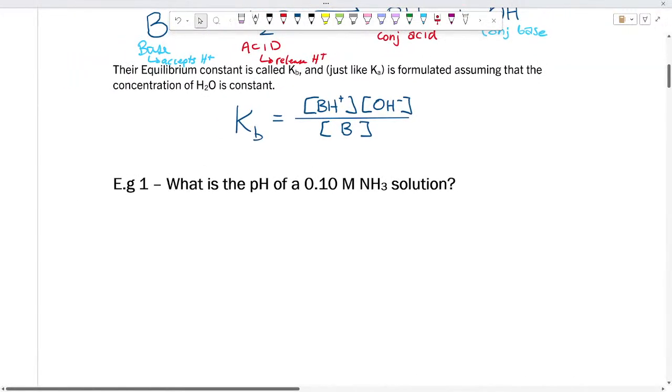NH3 is a weak base. It's not that weak, but it is a weak base. It's known as, does anyone know what this is? Ammonia. Okay, so we're going to make a 0.10 molar ammonia solution.